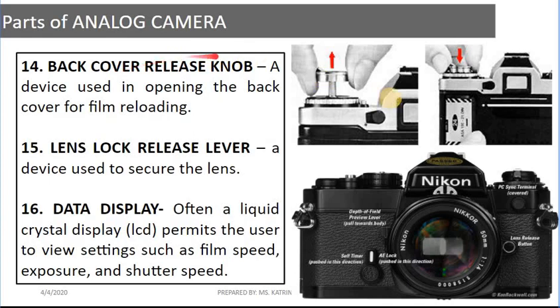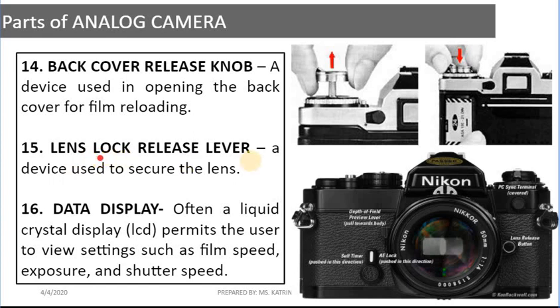Ito, back cover release knob. Ayan. Usually, kapag in-open nila yan, ipipull up nila. Tapos, ma-open na yung sa likod. So, that is the back cover release knob. A device used in opening the back cover of the film reloading. Mamaya makikita nyo kung paano binubuksan yung camera and then ilalagay nila yung film.